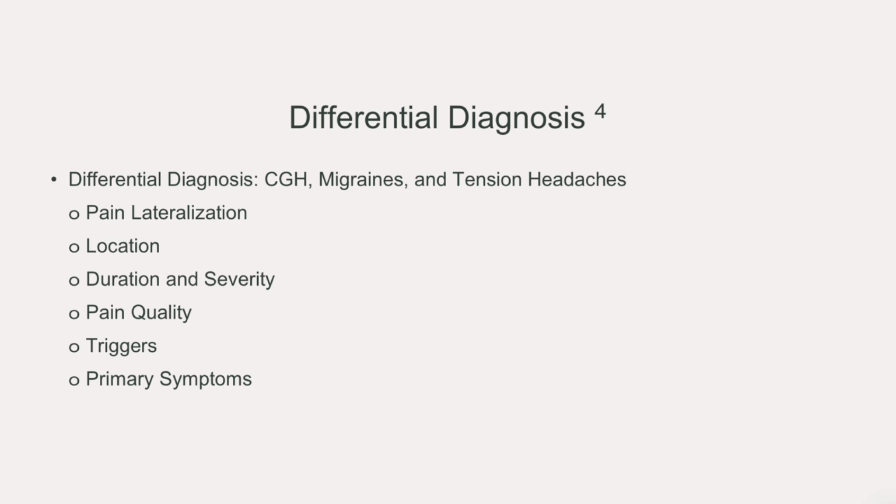Pain quality: cervicogenic headache pain is not throbbing, it's not lancinating, and it's usually dull and aching starting in the neck, as we mentioned before. And migraine pain is throbbing and pulsating, while tension headache pain is also dull. Triggers for cervicogenic headache include cervical movement, poor posture, and pressure over the neck, while the others are triggered by other things and have multiple other triggers.